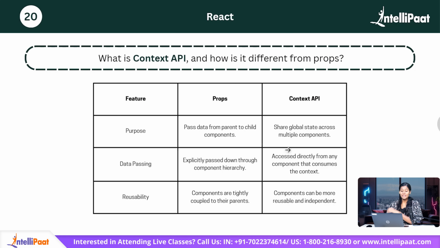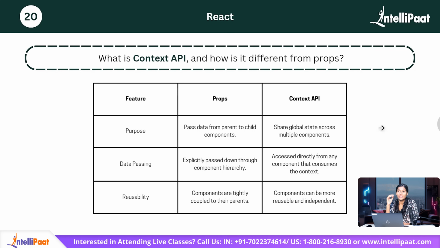So the purpose of props is to pass data from the parent to its child components. And the purpose of a context API is to share a global state across multiple components. Data passing in props is explicitly passed down through the component hierarchy. In context API, you can access it directly in any component. You just have to use the use context and you can access it from any component inside the same React file.